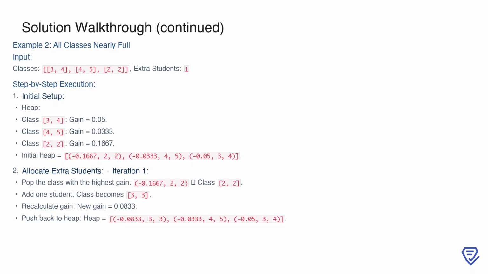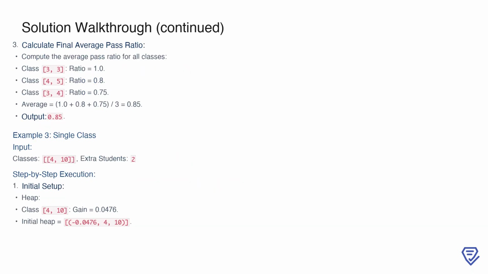Next, we allocate the single extra student. The class 2, 2 is popped from the heap, and 1 student is added, making it 3, 3. The updated gain for this class is recalculated as 0.0833, and the heap is updated. After allocating the extra student, we calculate the final average pass ratio for all classes.